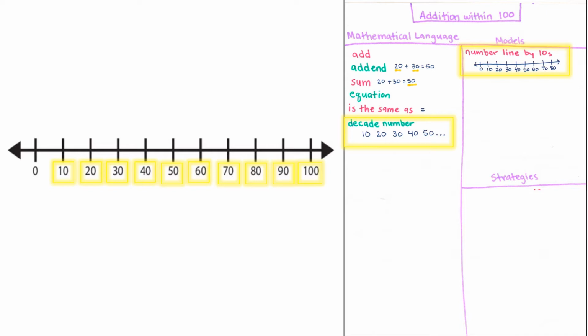When you use a number line by tens, you are counting by the decade. Count with me. 0, 10, 20, 30, 40, 50, 60, 70, 80, 90, 100. We just counted the decade numbers.